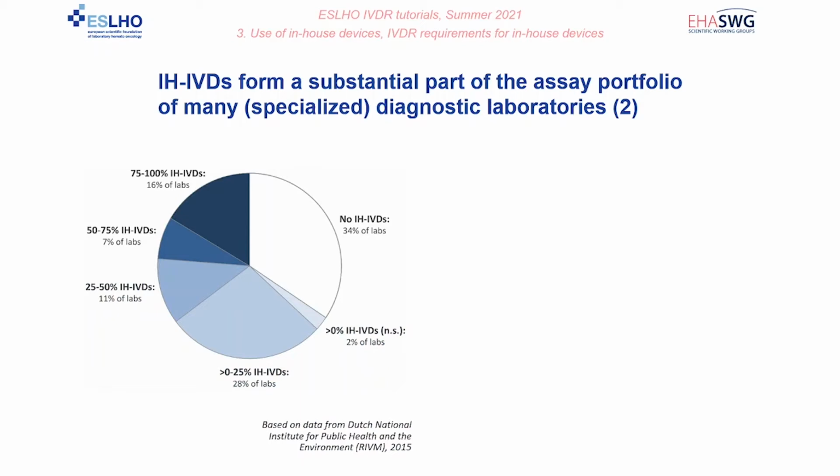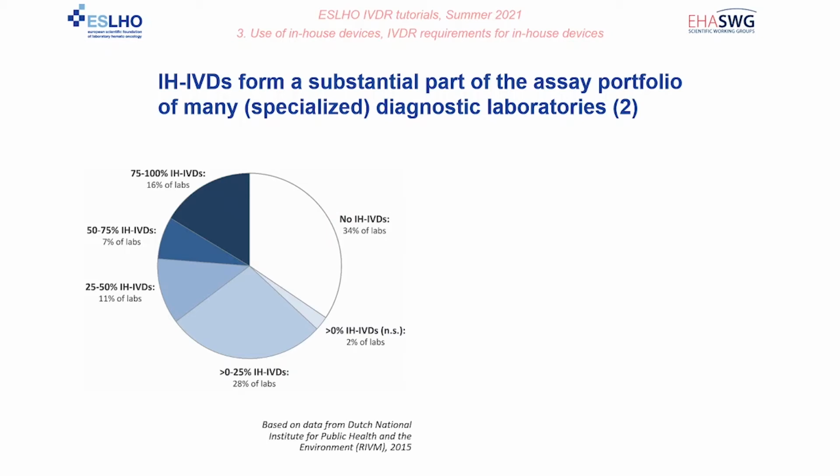Then there is also some data coming from the Netherlands, from the Dutch Institute for Public Health. A few years ago, they sent out a questionnaire to diagnostic laboratories and asked them how many in-house devices and how many CE-IVDs they are using. This diagram represents 100% of the labs that responded. 1/3 of those labs stated that they are not using any in-house devices.